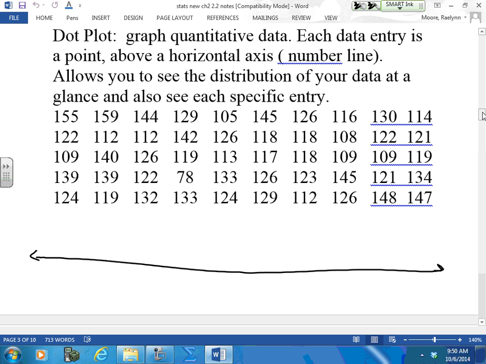So with all this, what's your minimum point? 78. What's your maximum point? 159? Okay. We used this data before. So now, your number line has to be able to go from 78 to 159, or 75 to 160. And every number has to be accounted for.